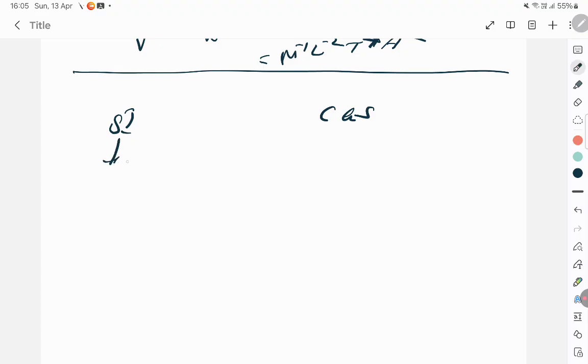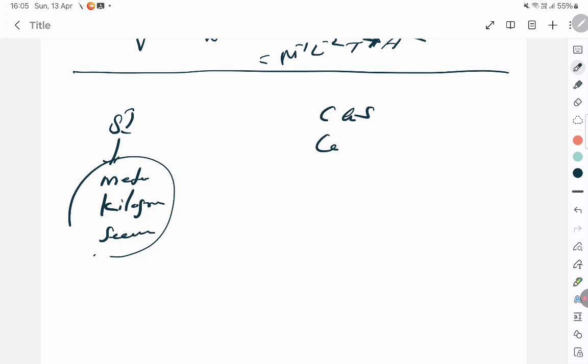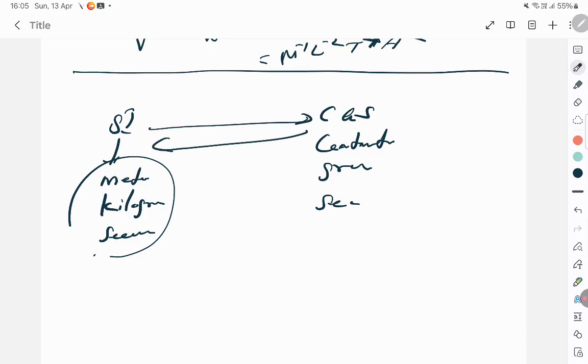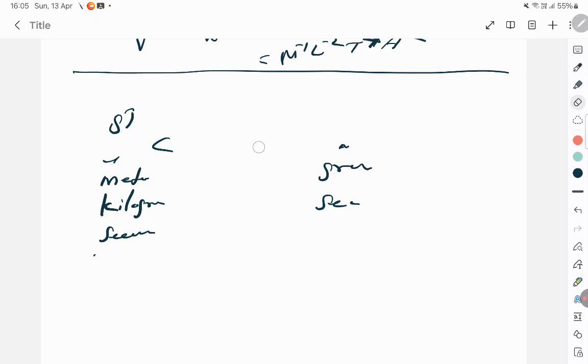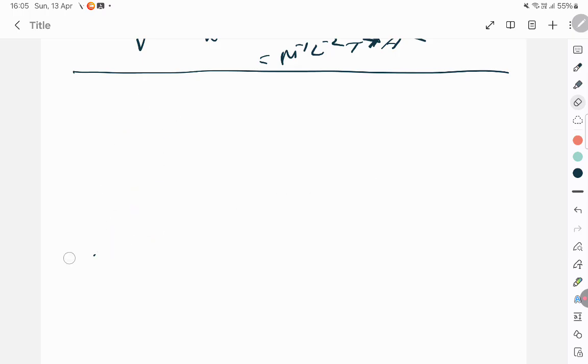What is an SI unit? It is the MK system, meter, kilogram, second. A centimeter, gram, second is called the CGS system. You can convert an SI unit into a CGS unit, and a CGS unit into an SI unit, by using this dimensional analysis that we have learned. I have uploaded a separate video on the applications of dimensional analysis which you can see. For now I'll continue with whatever I have to do today.